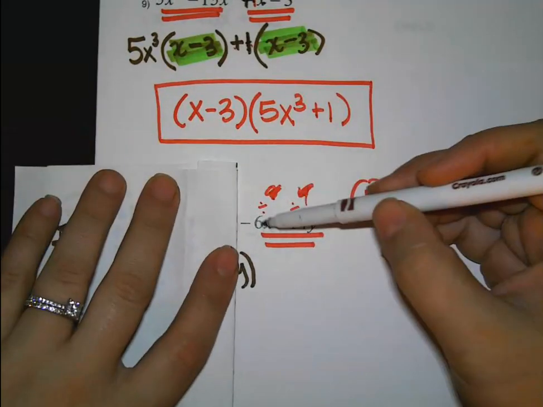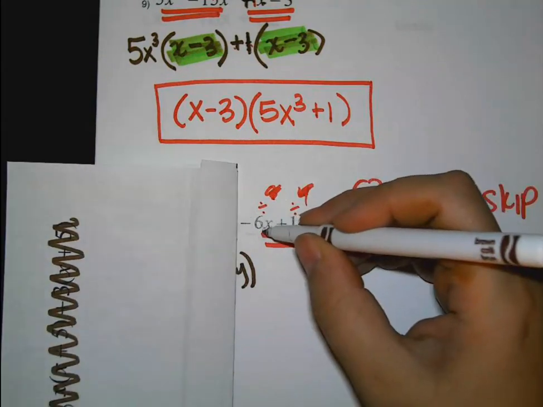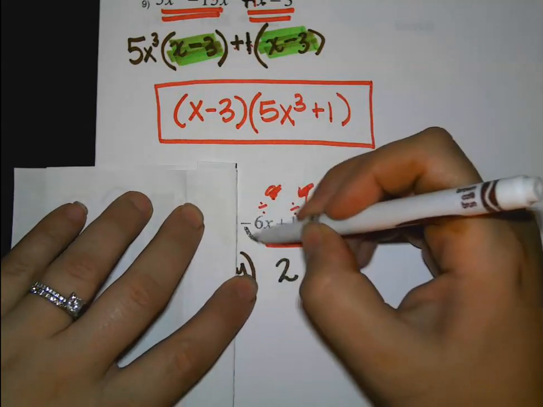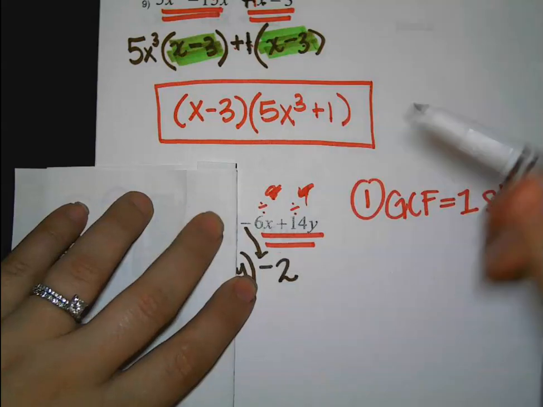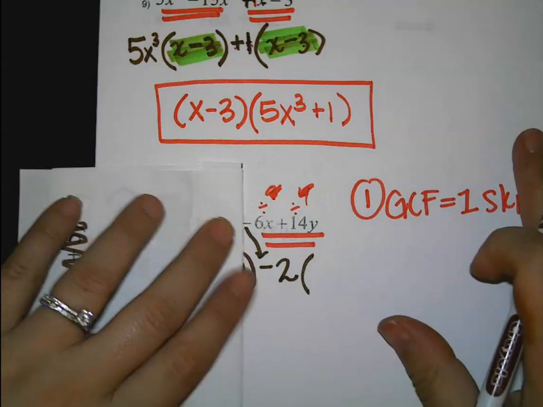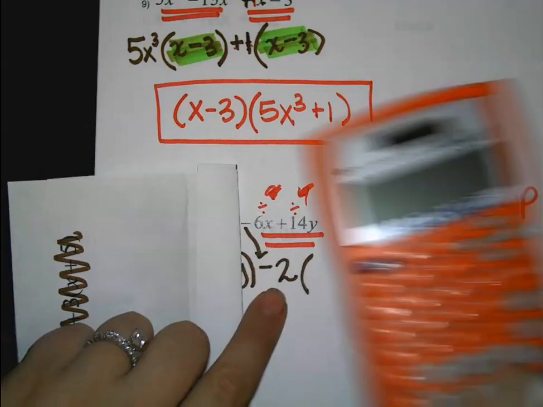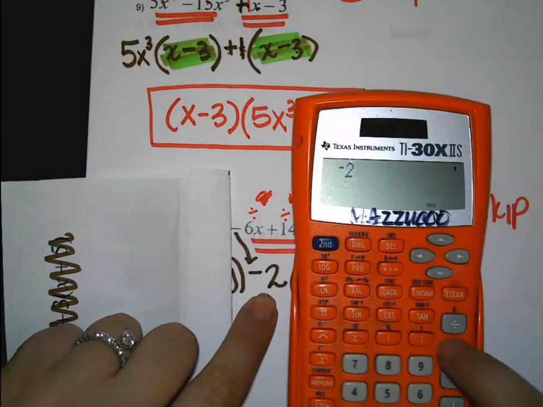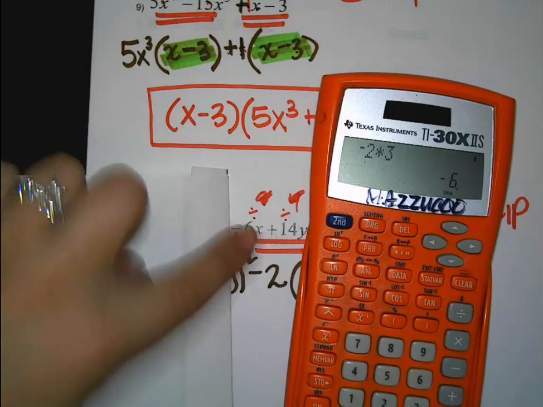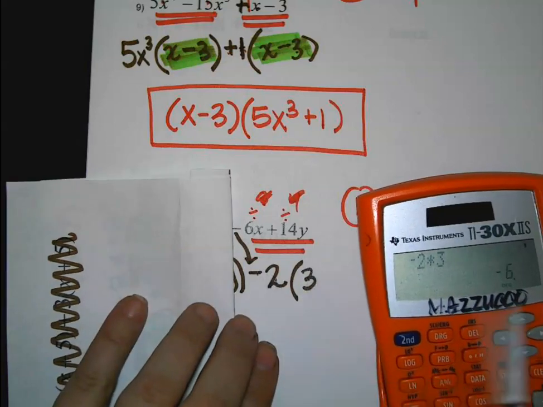So what goes into 6 and 14? Well, they're both even, right? 2, 4, 6, 8, 10, 12, 14. They're both even, so I'm going to pick 2. And because this is negative, I'm going to put a negative right here. And they both don't have x's, they both don't have y's. So I'm just going to put a -2 there. So then -2 times 3 gets me -6. So that's how I know to put a 3 here. -2 times 3 is -6.